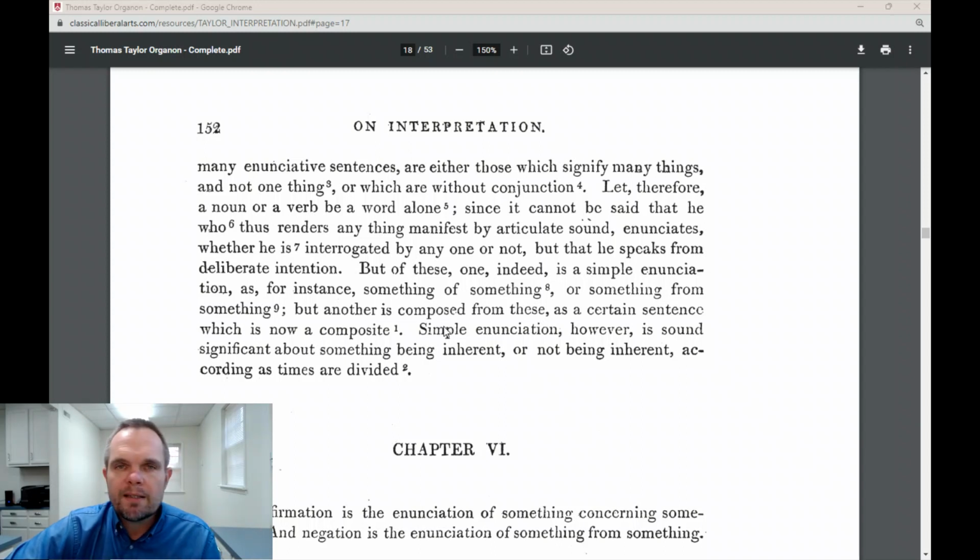So I hope that's a helpful guide through this first reading of chapter 5 of Aristotle's On Interpretation. Again, this is intended for students in the Classical Liberal Arts Academy who are studying this book, studying it for mastery as we teach in the academy. It's not intended to be a standalone lesson.